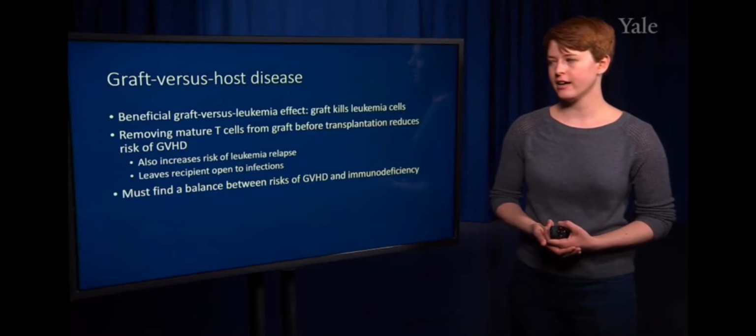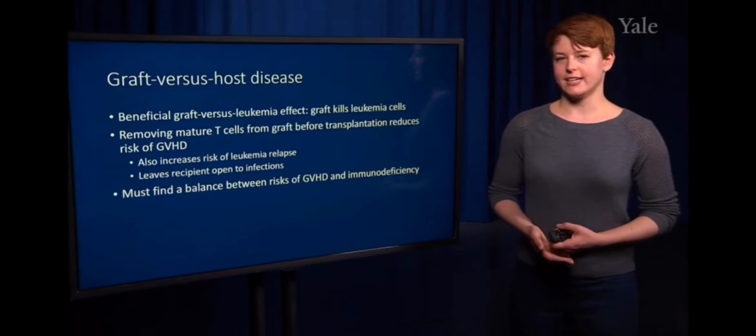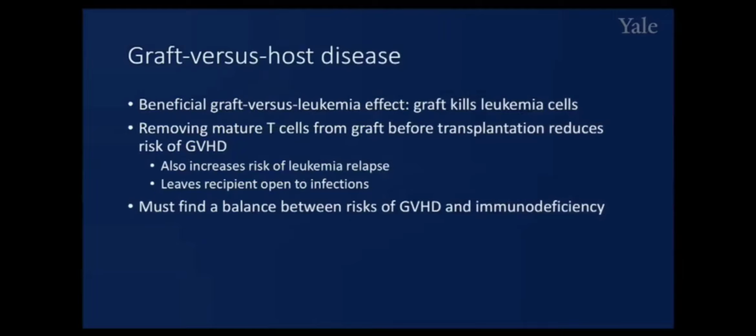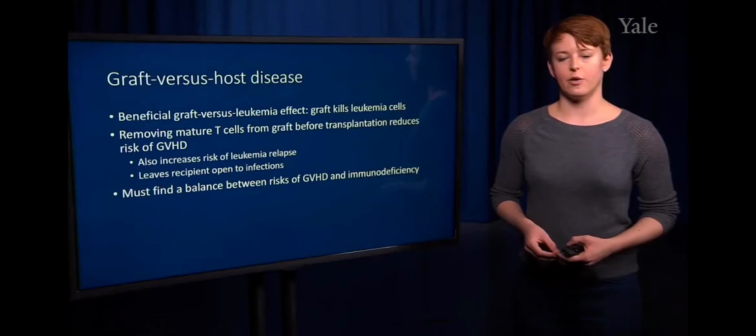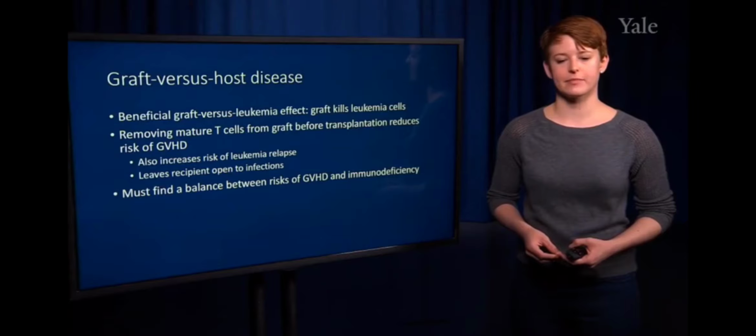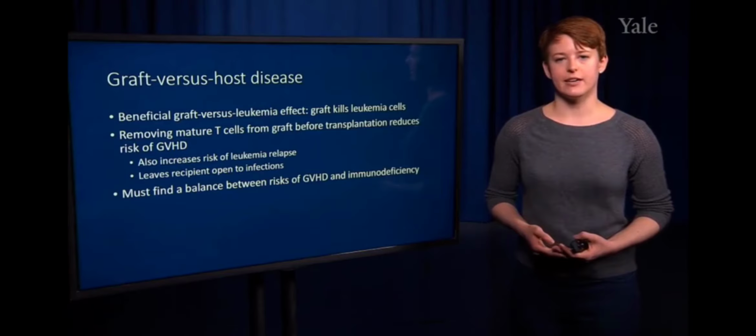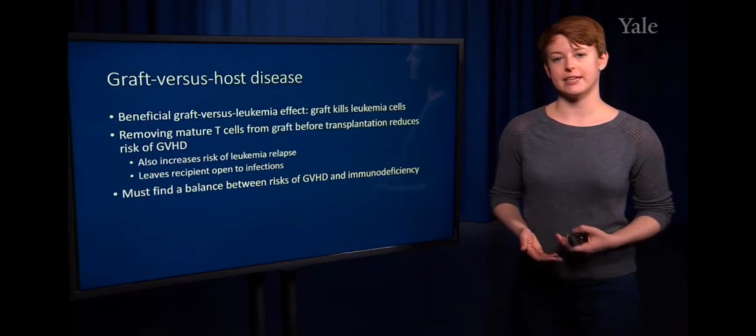Now, GvHD can be reduced, the risk can be reduced at least, by removing mature T cells from the graft before it is transplanted into the recipient. Unfortunately, this does require a bit of a balance because removing too many of those mature T cells can leave the recipient open to opportunistic infections. And that's because the recipient must be irradiated. Their bone marrow must be killed off before they can accept the donor bone marrow.